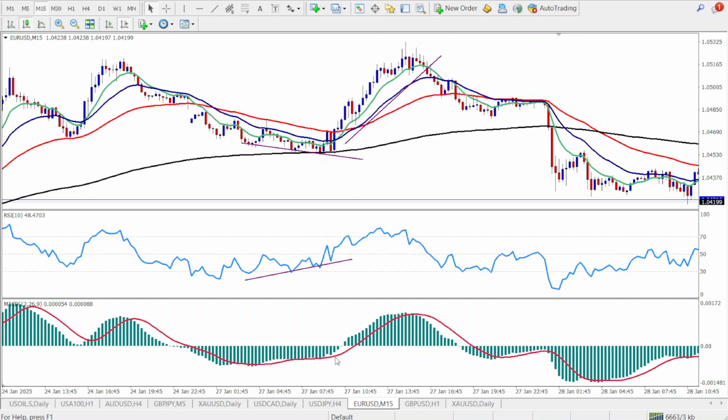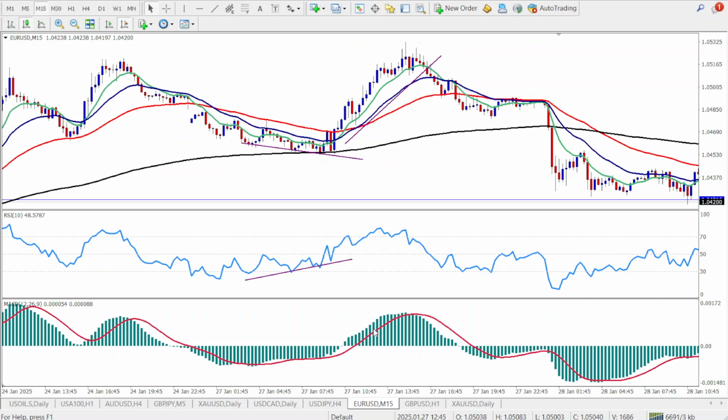So when the MACD line crosses above the signal line, it signifies a potential buy opportunity. When it crosses below the signal line, it indicates a potential sell opportunity, right? So you should be watching out for the crossovers, all right, and then pay attention to the histogram bars as well.